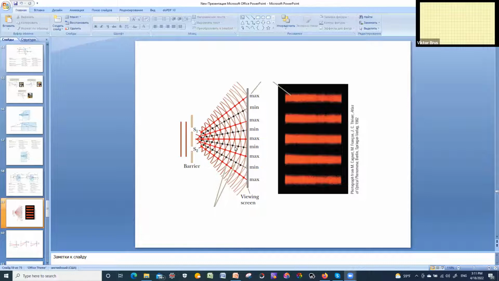So obviously we don't observe such pictures in everyday life, and there is a reason, like there are several reasons for that, because we need special conditions for this interference to happen. First of all, the light itself should be monochromatic, means it should consist of a single wavelength, electromagnetic wave.